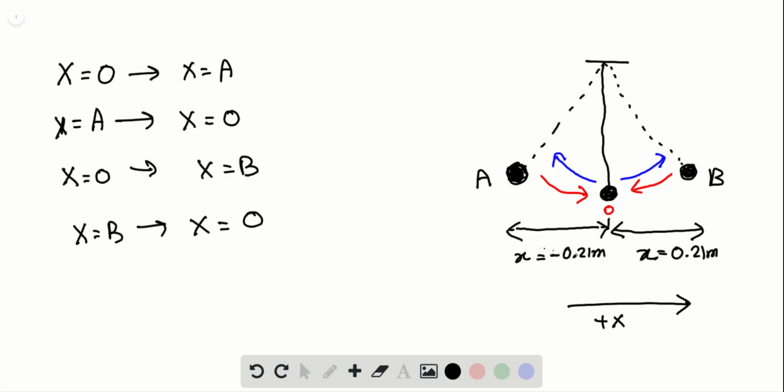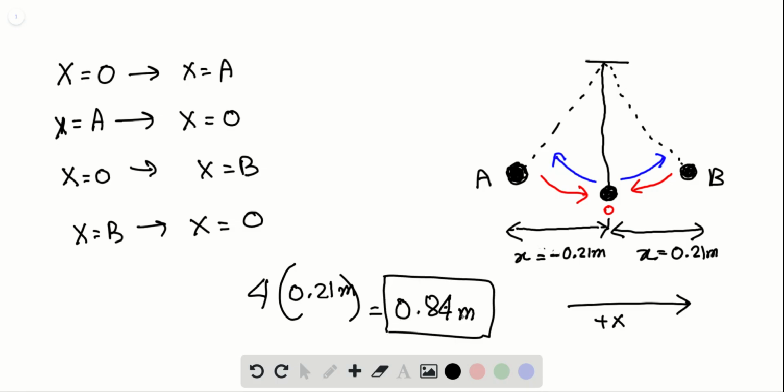And since the distances are equal, we'll just take the absolute value to calculate the total distance traveled by the pendulum. So the total distance will be 4 times A, or O to A, which is 0.21 meter, which is 0.84 meter in total. So that means for one period, the pendulum will travel 0.84 meter.